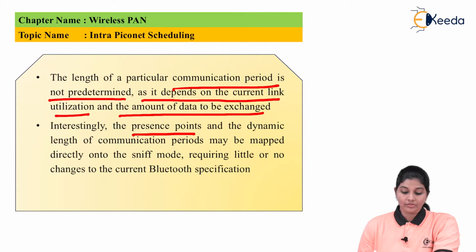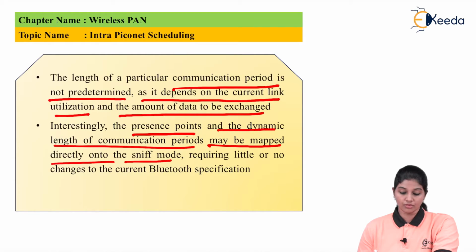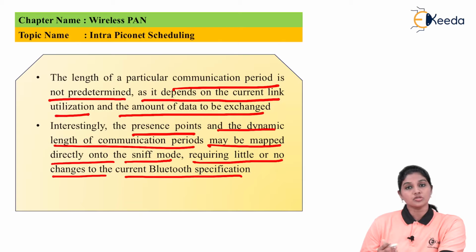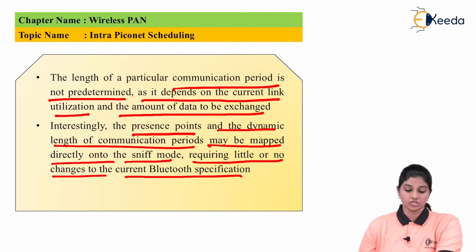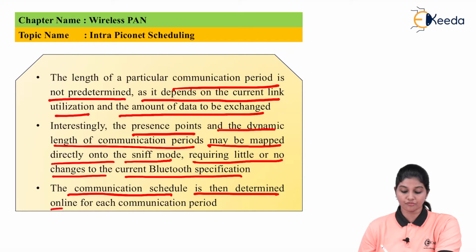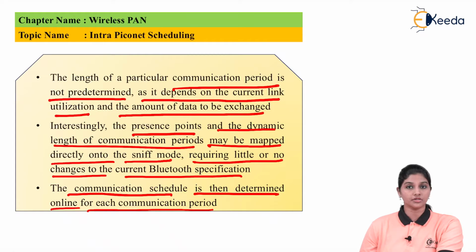The presence point and the dynamic length of the communication period may be mapped directly onto the sniff mode, requiring little or no change in the current Bluetooth specification. So the mapping between the dynamic communication period and the presence point takes place onto the sniff mode, so that it is not necessary to change the Bluetooth specifications. The communication schedule is then determined online for each communication period, based on the communication period, which changes with the data and with the utilization of the link.